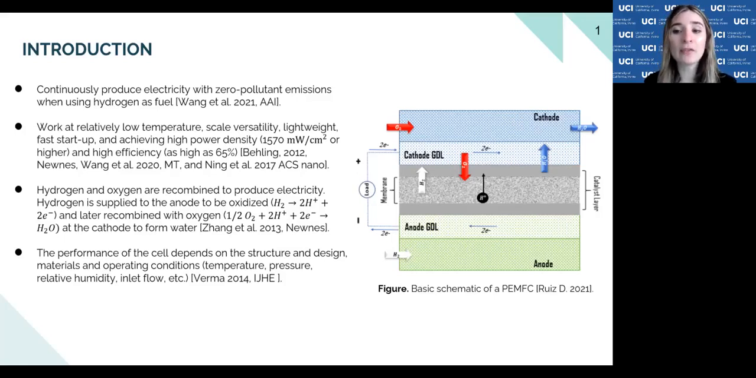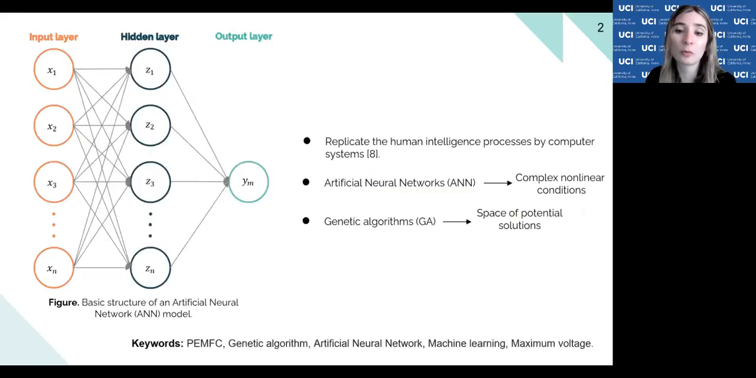So the performance of the fuel cell depends on the structure and the design, the materials, and the operating conditions, such as temperature, pressure, relative humidity, the inlet flow of the species, among other conditions. And this means the study of these variables becomes important to predict their effects on the optimization of the process, so you can achieve a higher power density, higher efficiency to produce more electricity.